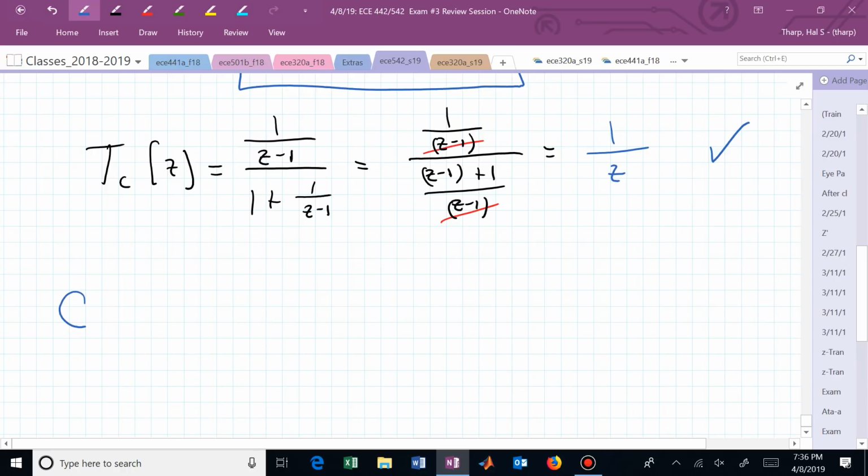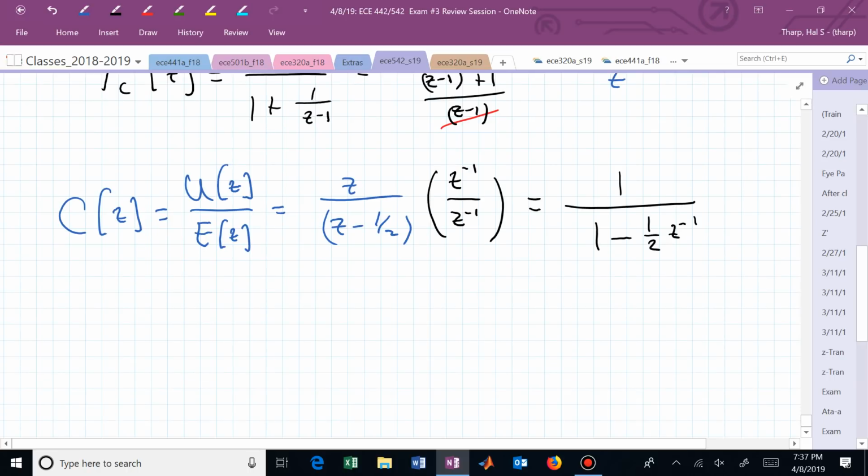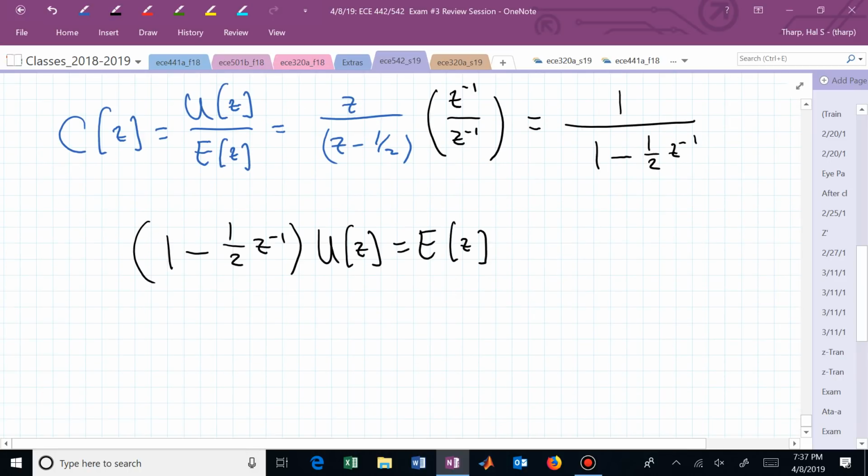What does that C of z actually look like in terms of implementation? This was now what happens when we put in the error signal E of z and get the output U of z. This is now z over z minus 1/2. If I want to write that in terms of z to the minus 1 operators, I can multiply it by 1, or I now have 1 over 1 minus 1/2 z to the minus 1. And can you take that into the time domain?